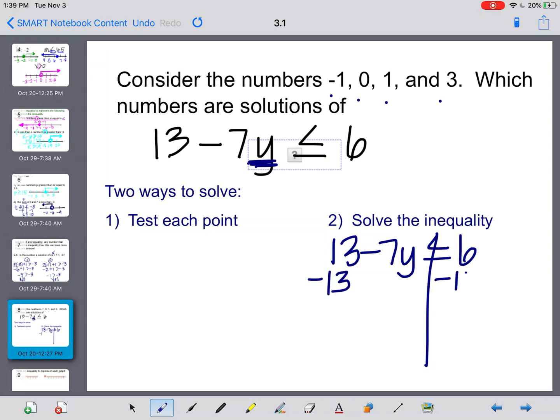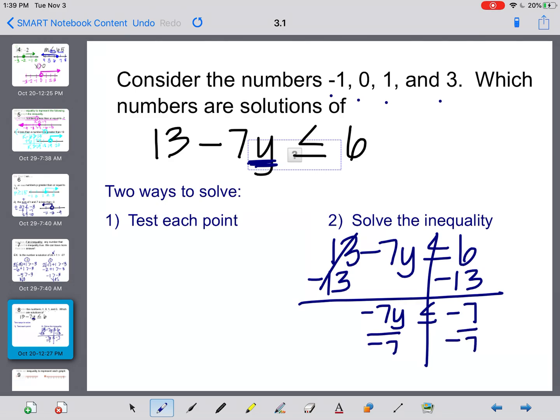Okay, I'm going to start with 13 minus 7y is less than or equal to 6. I'm going to start by subtracting 13, which leaves me with -7y less than or equal to -7. Then I have to divide by -7. And if you remember from 7th grade, anytime that I divide or multiply by a negative number, I have to change the direction of my inequality symbol. So I have y is greater than or equal to positive 1.